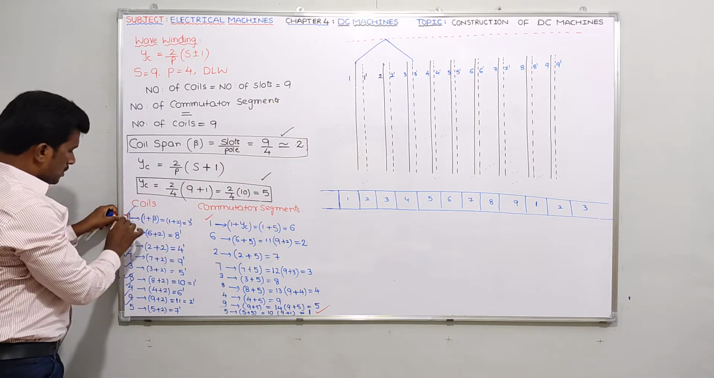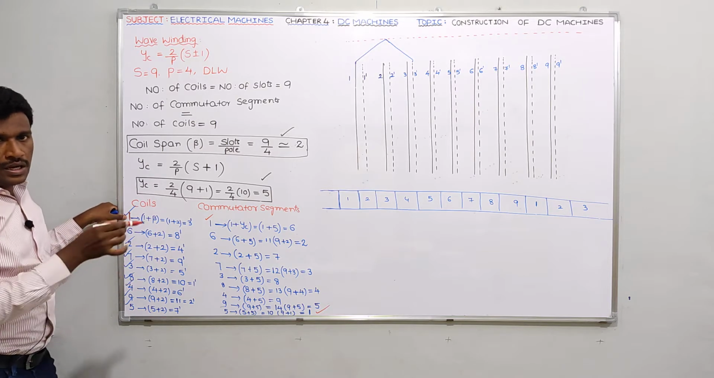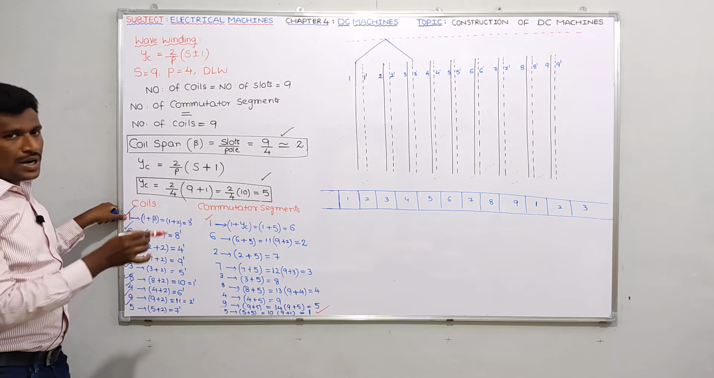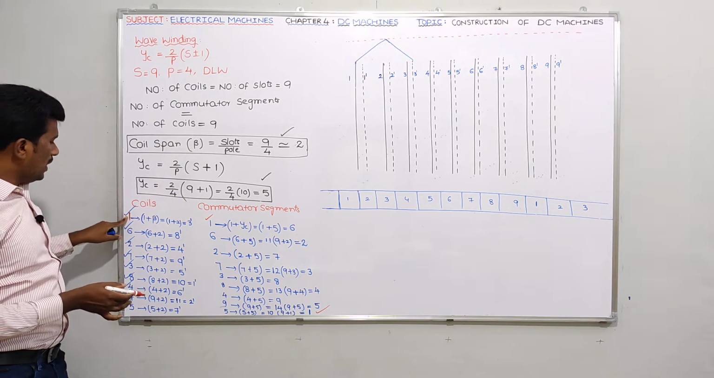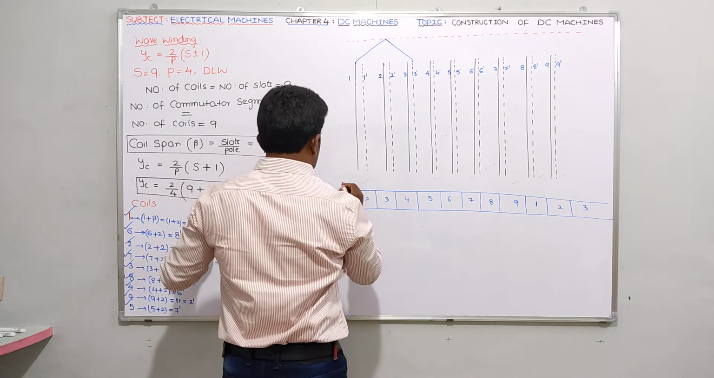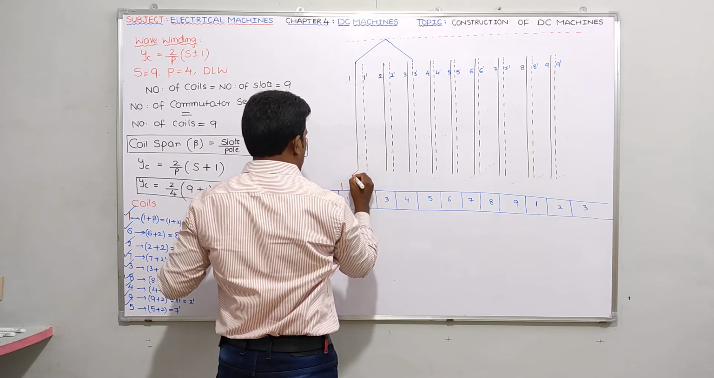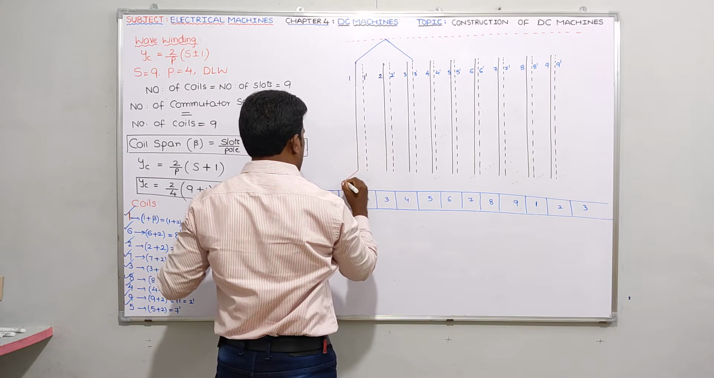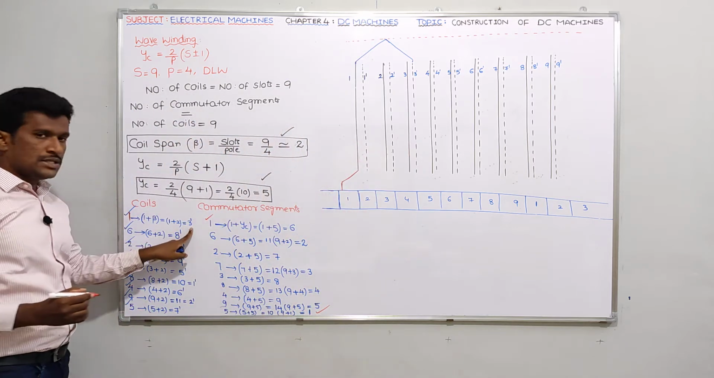Now tell me, this first conductor in coil slot number 1, the top conductor, which I showed with a solid line there. This top conductor, nothing but 1, is connected to which commutator segment? It is connected to 1. So the first conductor is connected to the first commutator segment like this. Is it clear?